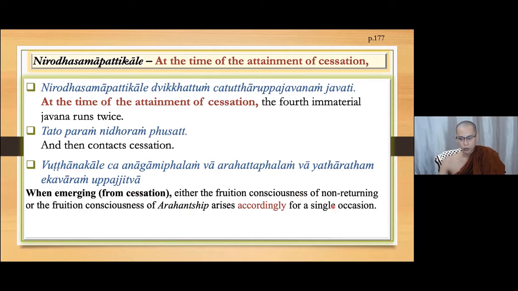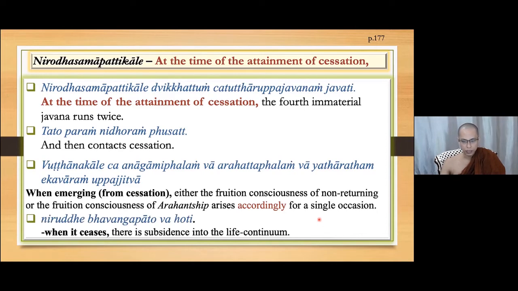Ekavaram eva ottaritva. Ekavaram is for a single occasion, only one time. Okay, so when emerging, before the contact of cessation, before the attainment of cessation, two times of the fourth immaterial jhana arise. After that comes the period of cessation. Then when emerging from the cessation, for the non-returner the fruition consciousness of non-returning will arise, and for the arahat the fruition consciousness of arahatship will arise accordingly, and on a single occasion, only one time. By collecting the information described in the Abhidhammattha Sangaha text, we can understand the whole meaning of the attainment of cessation, Nirodha Samapatti.